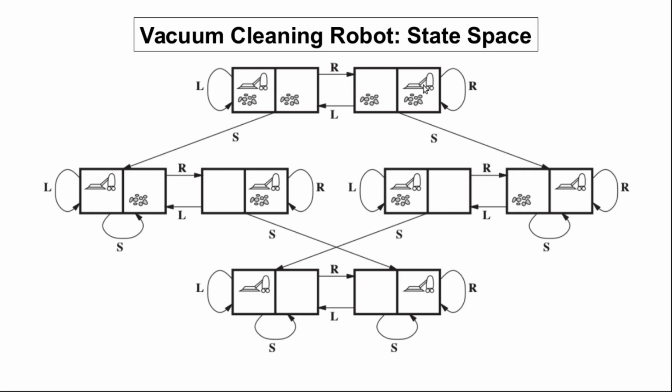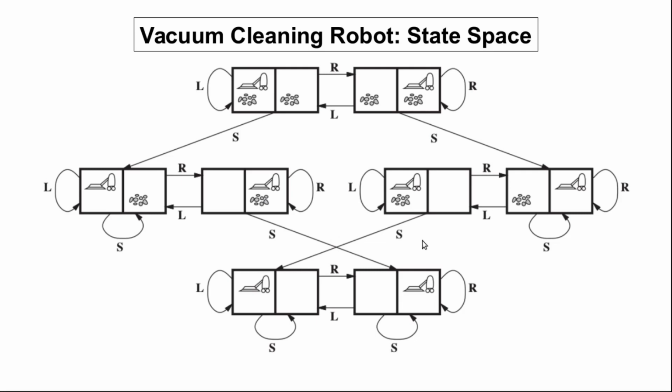Similarly, when we are in this state where we are in room B, and if we try to move right, we will stay in room B itself, and hence we have a loop here. Similarly, when the room is already clean and we try to perform a suck action, again the room will remain clean only, and hence we will go back to the same state. So that's why we see the loops in some of the states.